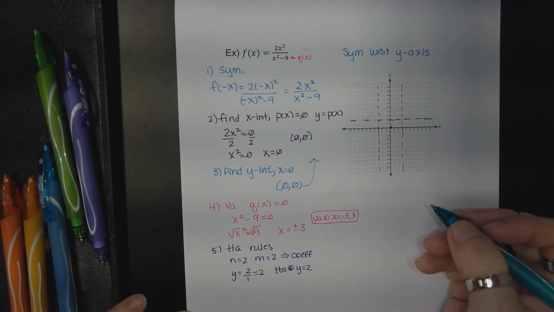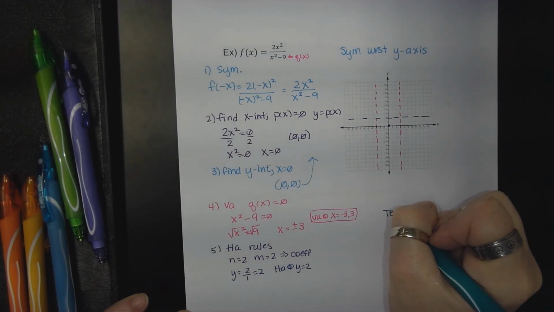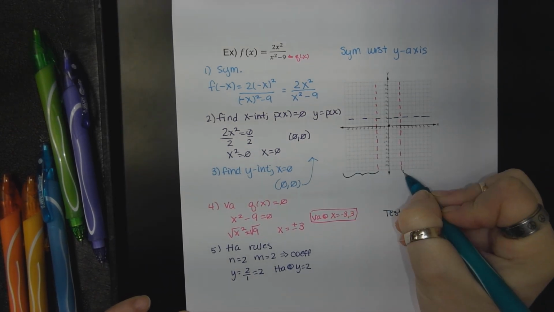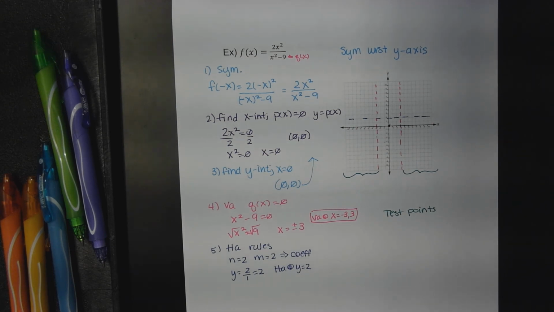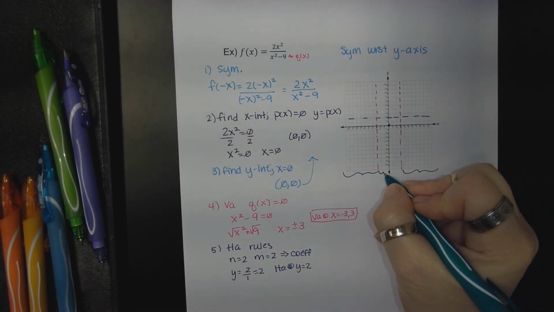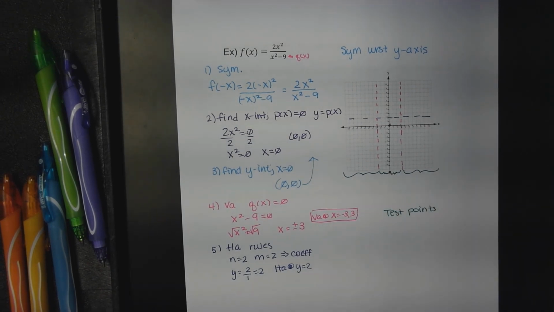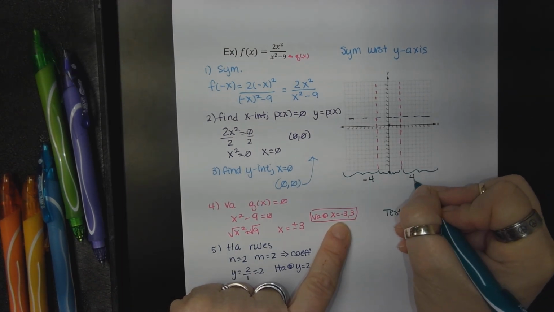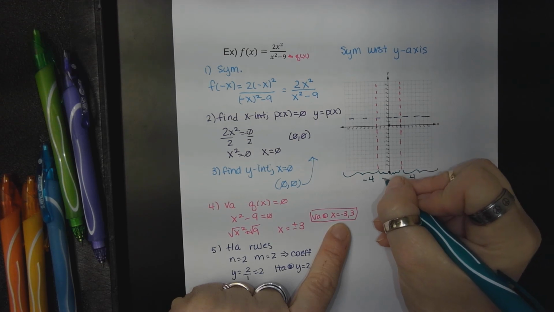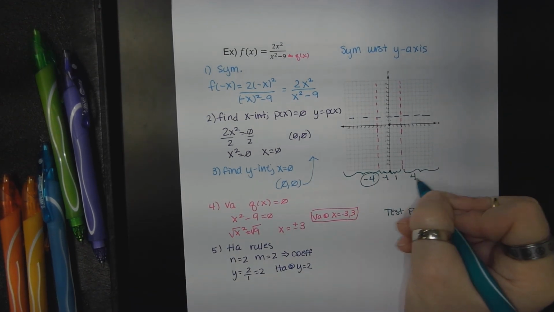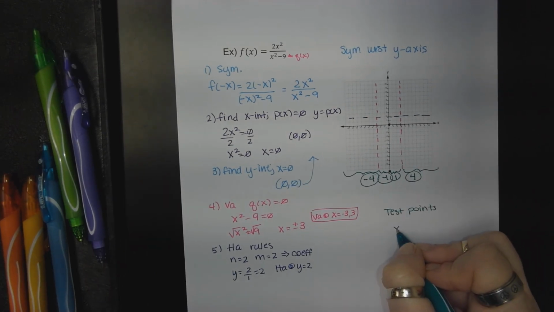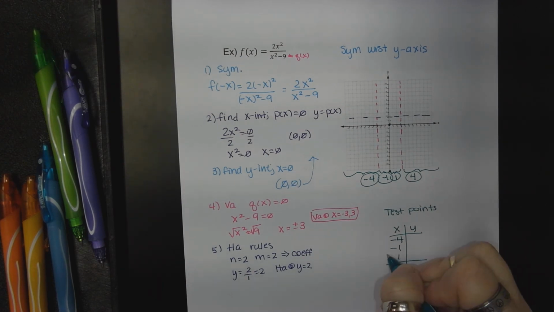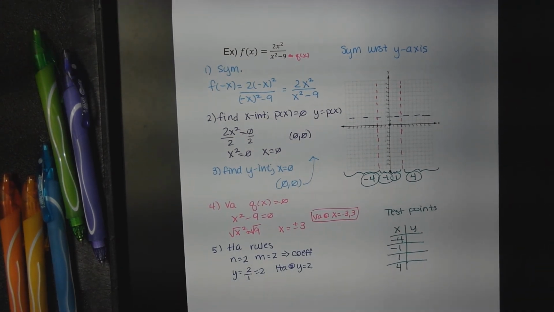Now, test points. We're going to have one here and here, right? Past the VAs. And then in between the VA and the x-intercept. So our VA is at negative 3. Let's pick negative 4 and positive 4. Our x-intercept is 0, so let's pick negative 1 and 1. Cool? And that's how I pick mine.